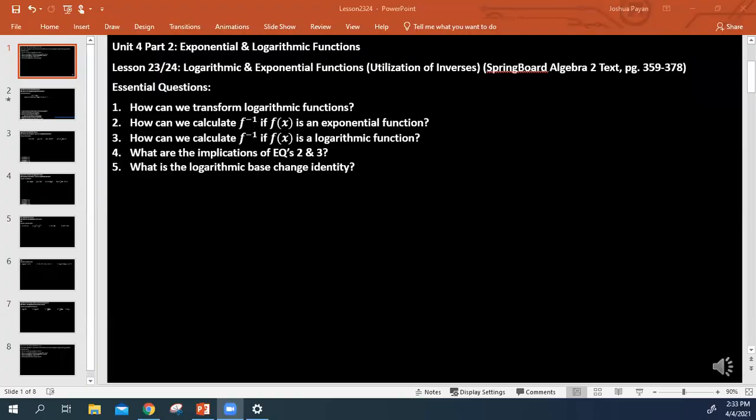Rightio then. So here we are. I'm sharing my screen now. Let's see how crappy this goes.